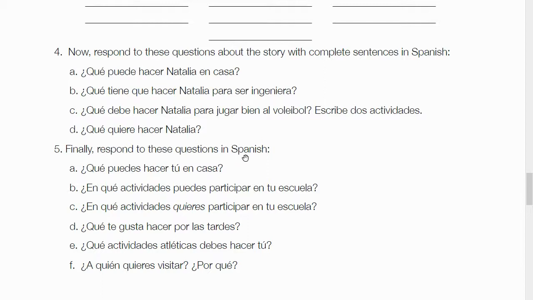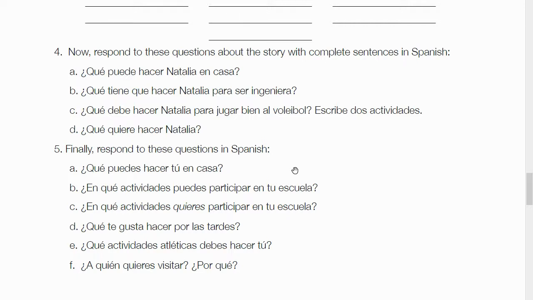Finally, respond to these questions in Spanish. So these are personal questions you're responding to. So letter A says, "¿Qué puedes hacer tú en casa?" What is that asking? What can you do at home? So how do you answer that in English? I can, whatever. Let's say watch TV to keep it simple. I can watch TV. That would be an appropriate response in English, right?